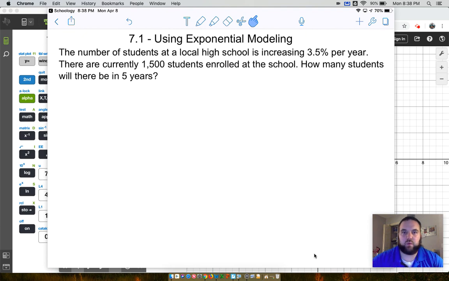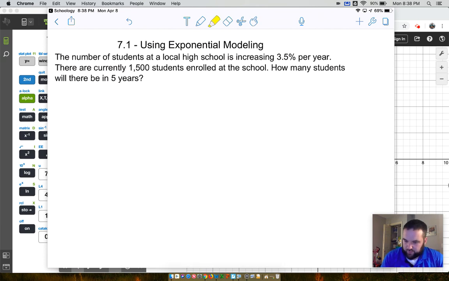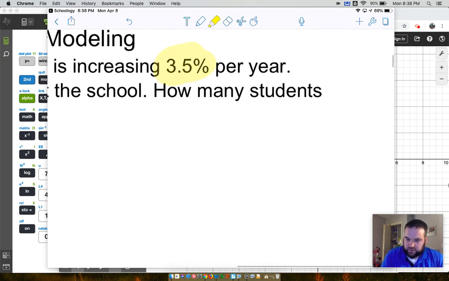In Section 7.1, we did exponential modeling using the exponential growth equations. So, for example, the number of students at a local high school is increasing 3.5% per year. Currently 1,500 students enrolled at the high school. How many students will there be in 5 years? So obviously a couple numbers that are important here is this 3.5%.